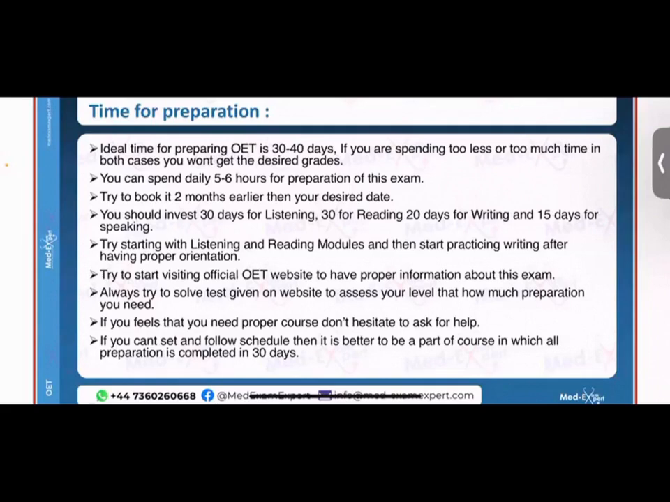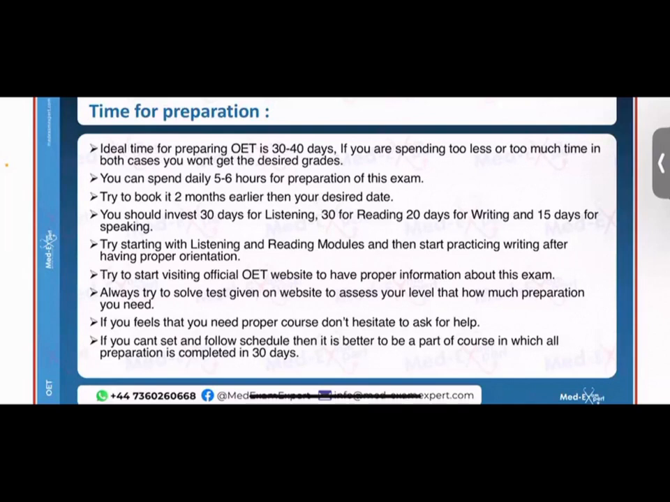So you should invest 30 days in listening, 30 days in reading, 20 days in writing and 15 days in speaking. You can say that it is basically a formula or a tip for your OET exam preparation. If you spend this number of days on every module, it would be ideal for you to ace this exam, because this much time is more than enough for these modules. For listening and reading, the whole 1 month is required.